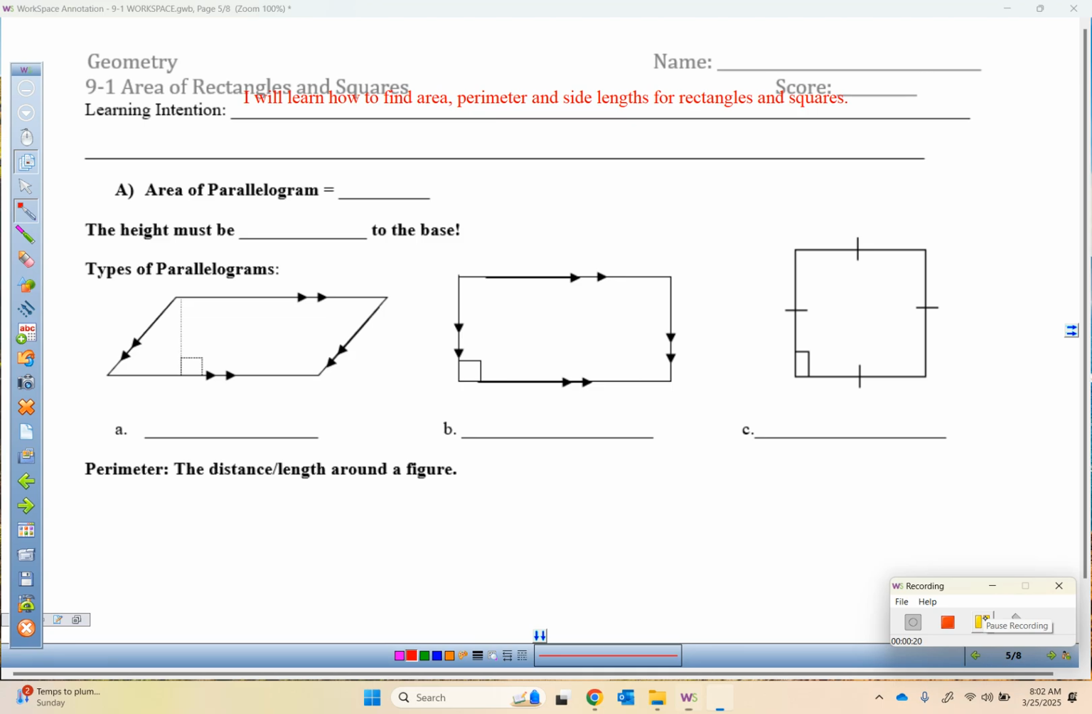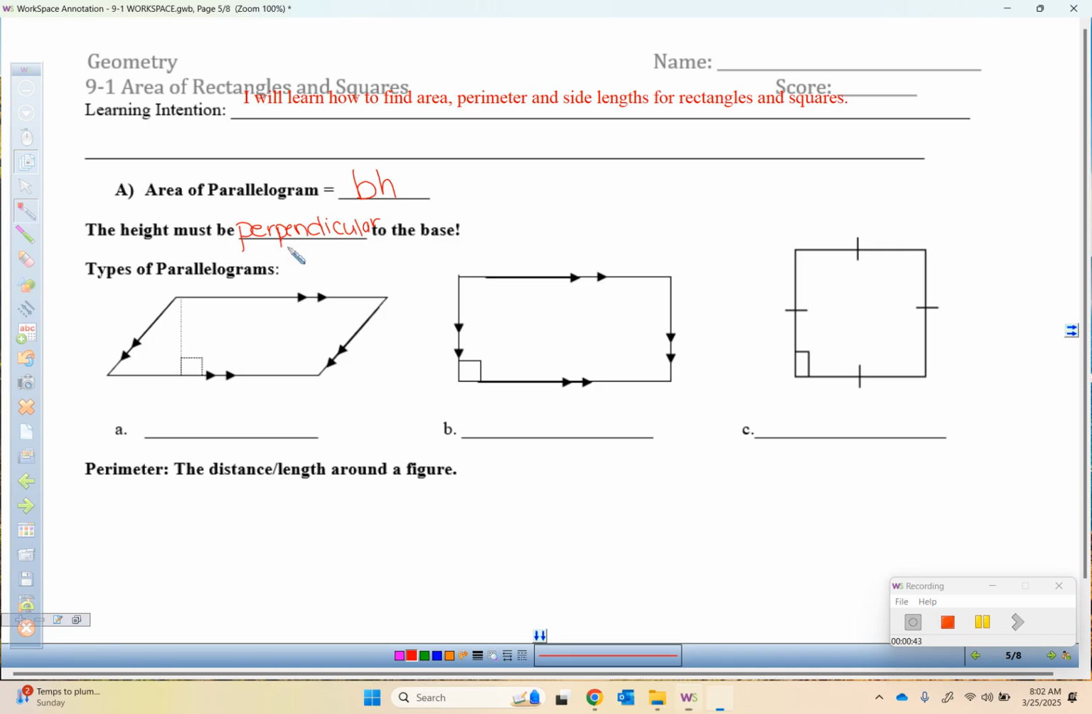All right, so the area of a parallelogram is going to be base times height. And the other thing you need to know when finding this is the height must be perpendicular to the base. The height must be perpendicular to the base.